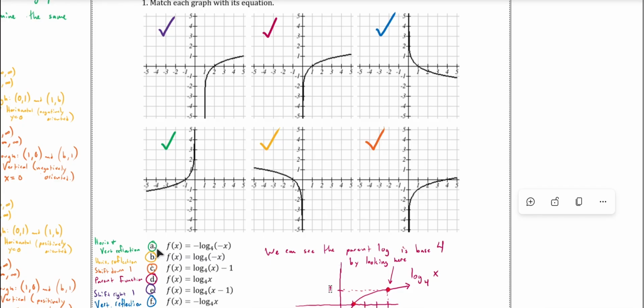What about both of them? What if we did both of them? Well, either take this one and reflect it vertically, or take this one and reflect it horizontally, and you'll get this one here. Either way is fine. It can be done in either order. You get the same thing.